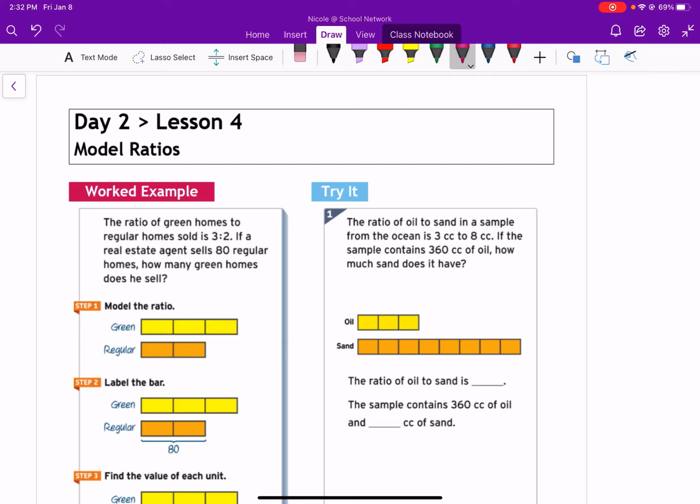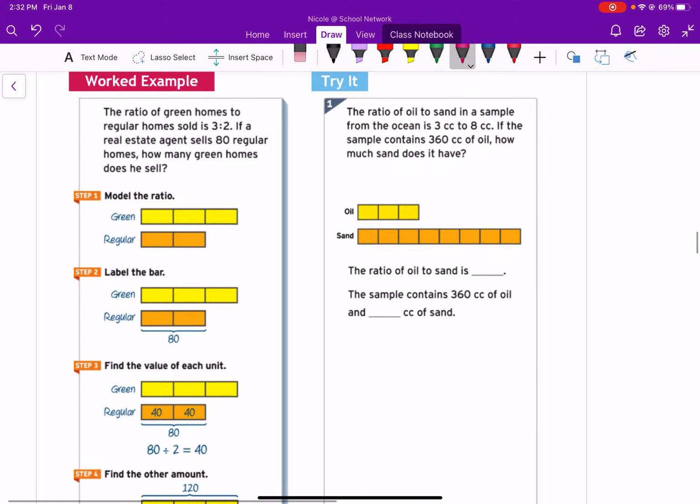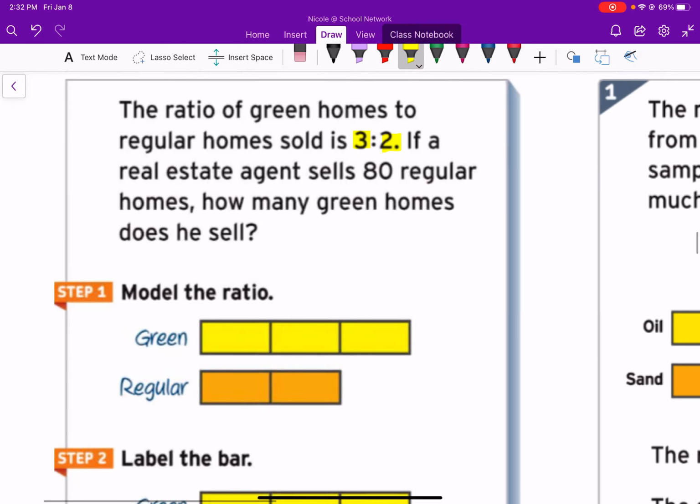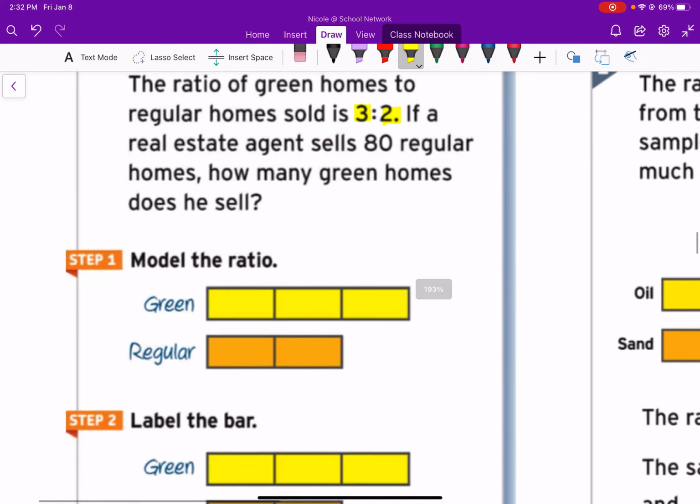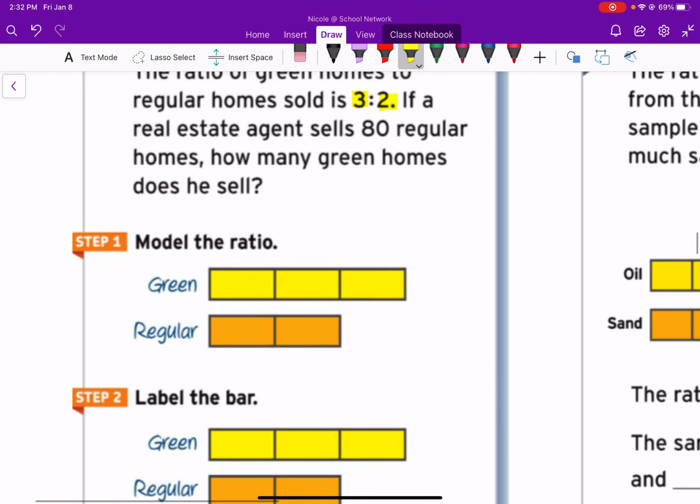Okay, so model ratios. Let's look at the worked example. The ratio of green homes to regular homes sold is 3 to 2. So this is green to regular. If a real estate agent sells 80 regular homes, how many green homes does he sell? Okay, so we want to look at green to regular. Let's go ahead and model this. We have 3 parts green to 2 parts regular. That's modeling this ratio 3 to 2.